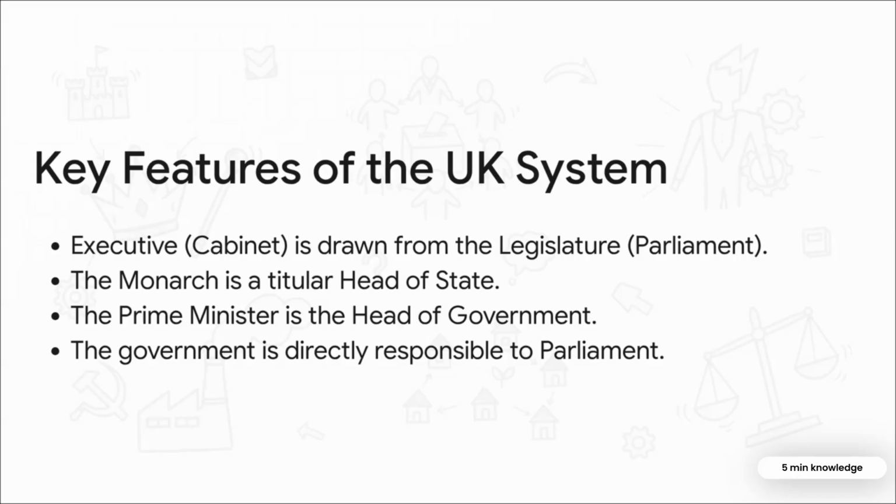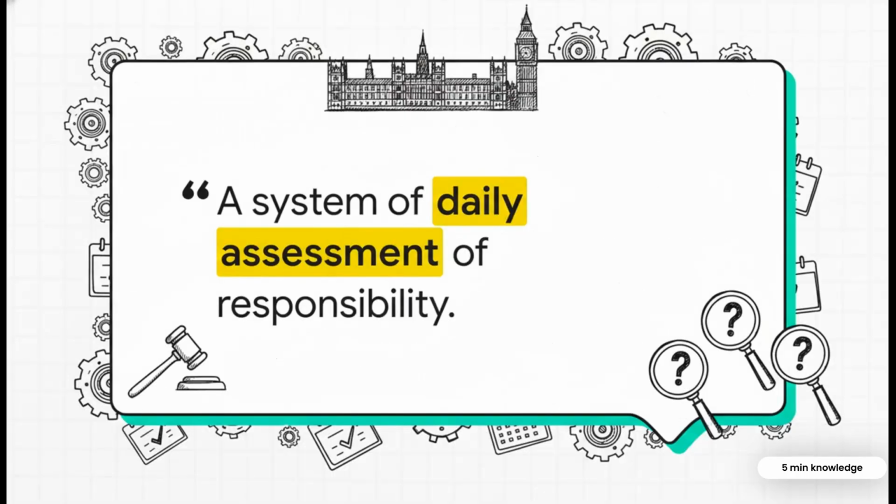And this is where it gets really interesting. Just look at how interconnected everything is. The executive, the people in charge, they aren't some separate team. No, they are literally drawn from the legislature. This means the prime minister and their whole cabinet are also sitting members of parliament. It creates this fusion of power where the government is constantly answerable, like in real time, to the very body it came from.